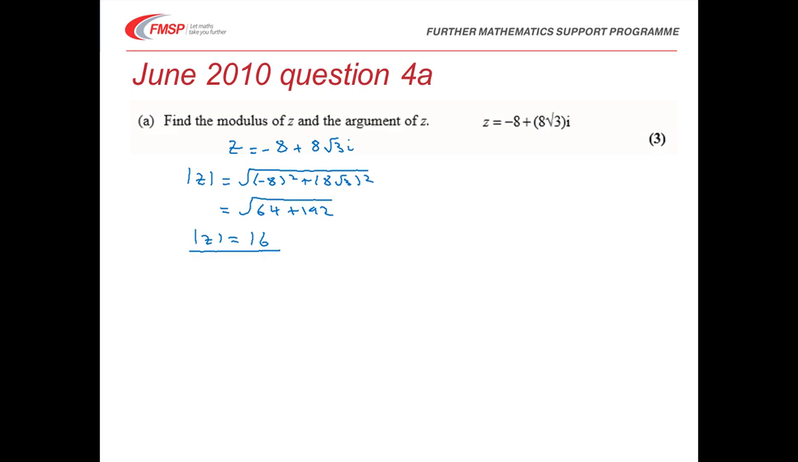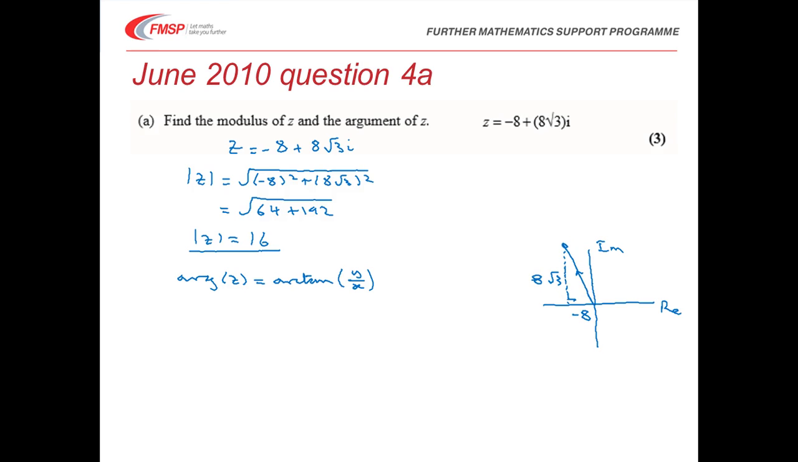The argument of z is a little bit trickier and we need to be more careful. The argument of z is often quoted as arctan y over x. But if we have a quick look at the Argand diagram, we can see that there's a problem with that slightly simplistic approach. Real axis, imaginary axis, and z is approximately there. Its components are plus 8 root 3 and minus 8.